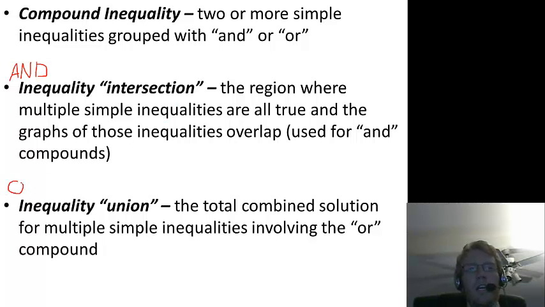On the other hand, if you have an "or" inequality, you just need any part of it to be true. An inequality union is the total combined solution for all of the different inequalities involved. A union is typically expanding your answer, making it bigger and more inclusive, whereas an intersection is restricting your answer to just the areas where stuff overlaps or is both true.